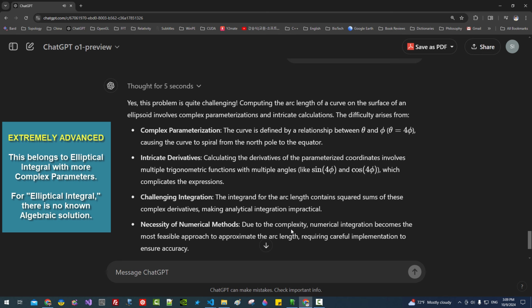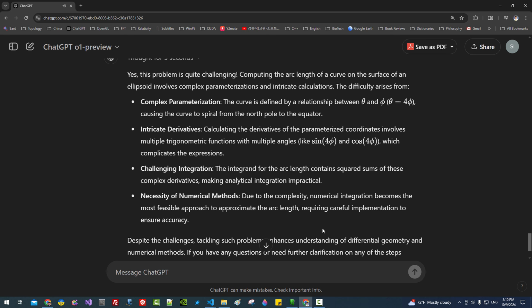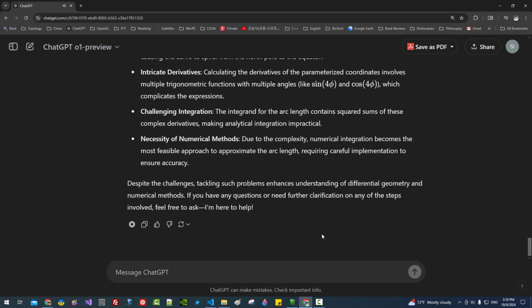Intricate derivatives. Calculating the derivatives of the parameterized coordinates involves multiple trigonometric functions with multiple angles, like sin 4 phi and cos 4 phi, which complicates the expressions. Challenging integration. The integrand for the arc length contains squared sums of these complex derivatives, making analytical integration impractical. Necessity of numerical methods. Due to the complexity, numerical integration becomes the most feasible approach to approximate the arc length, requiring careful implementation to ensure accuracy.